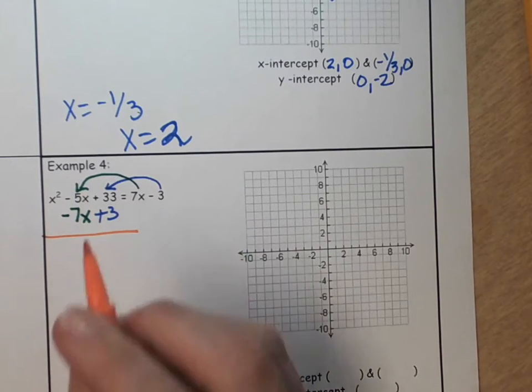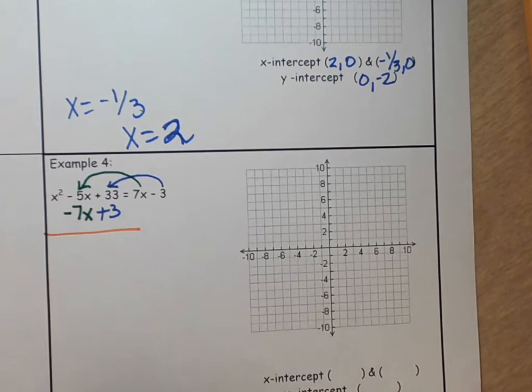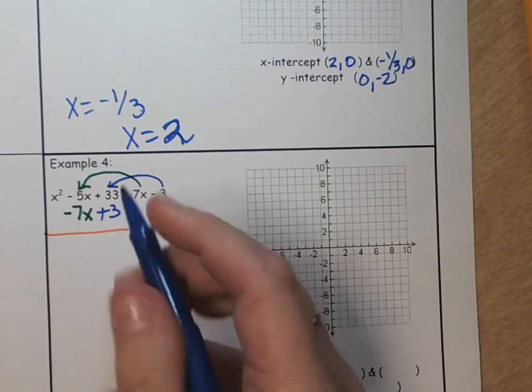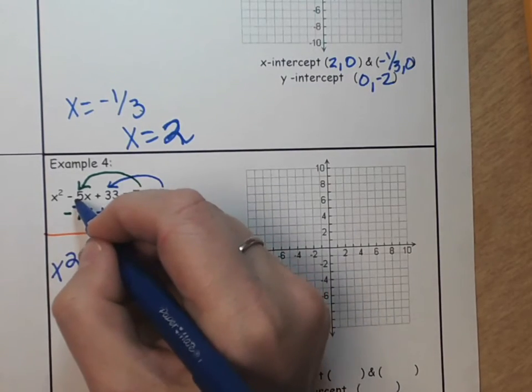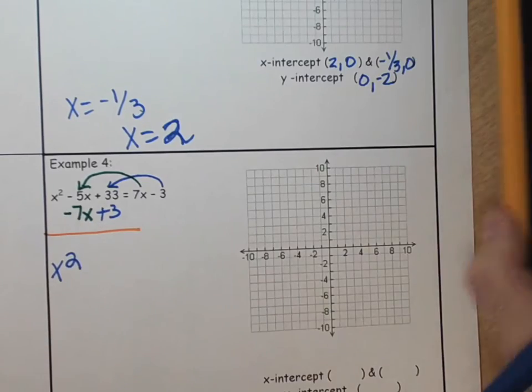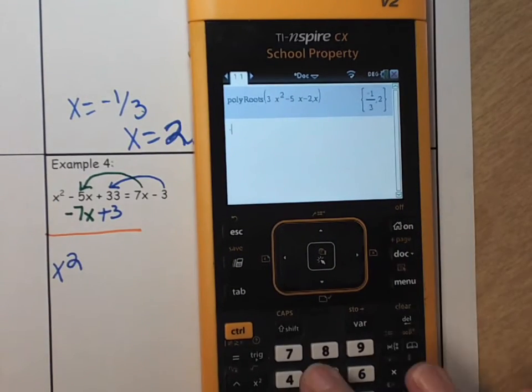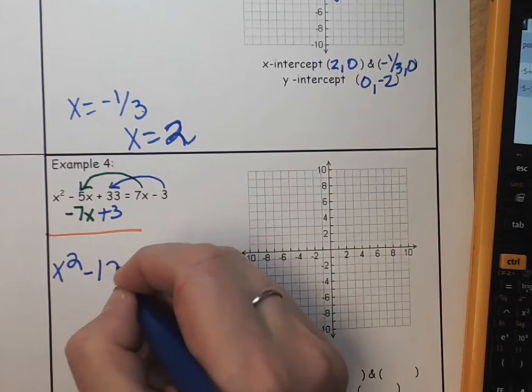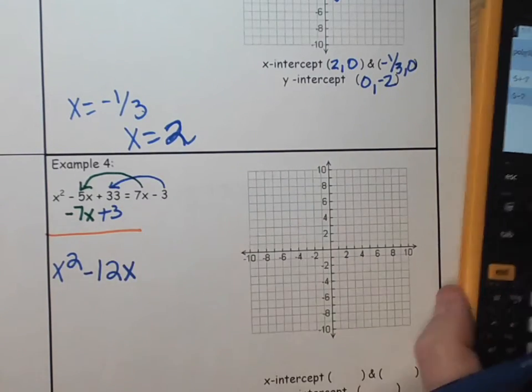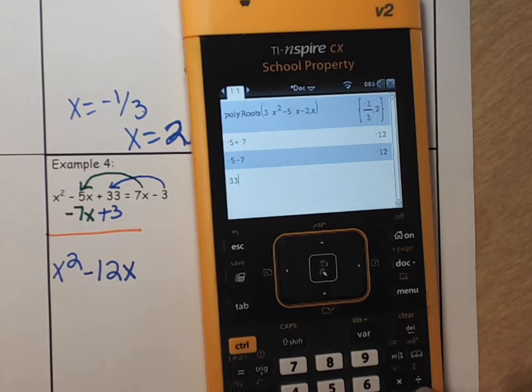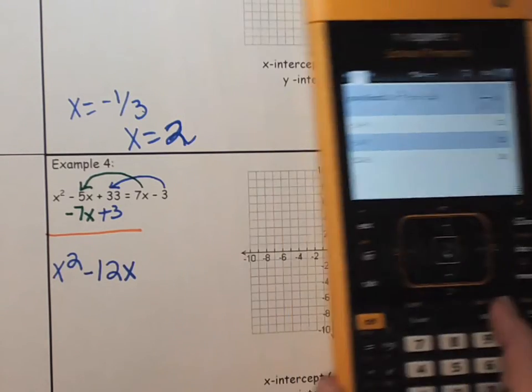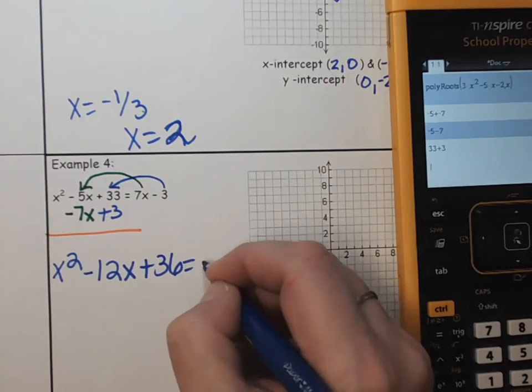X squared didn't change. He is still x squared. So I have x squared, negative 5, plus a negative 7. If you're not sure, check your calculator. Negative 5 plus negative 7 is negative 12. You could also put negative 5 minus 7. It still would have given you negative 12, guys. So that's negative 12x, and 33 plus 3 is 36. So plus 36 equals 0.